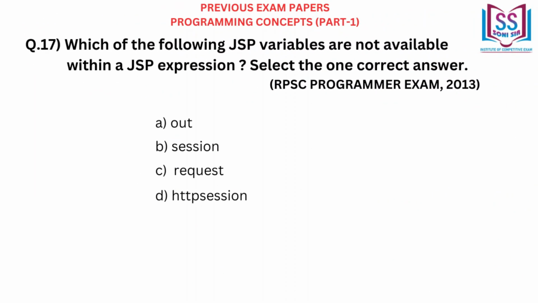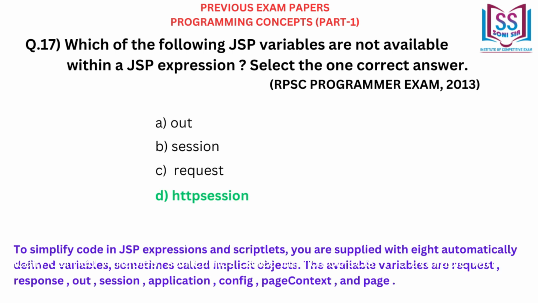Which of the following JSP variables are not available within a JSP expression? Select the one correct answer. A. Out. B. Session. C. Request. D. HttpSession. Correct answer D. HttpSession. To simplify code in JSP expressions and scriptlets, you are supplied with 8 automatically defined variables, sometimes called implicit objects. The available variables are request, response, out, session, application, config, pageContext, and page.